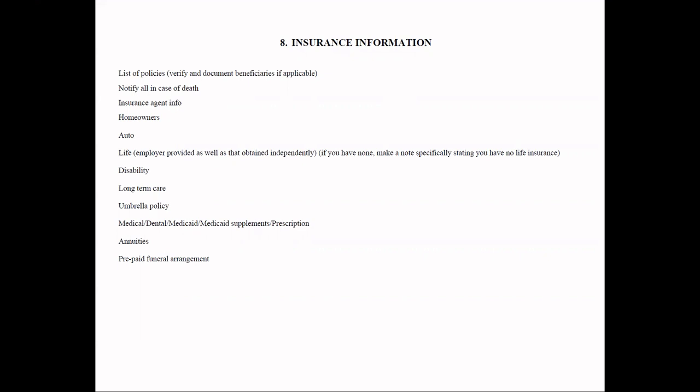So you just want to list what types of policies you have, what the insurance company is, the agent name, and contact information if you have that. The dollar amount on the policy, for life insurance, that type of thing. And of course, who the beneficiaries are is important for life insurance.